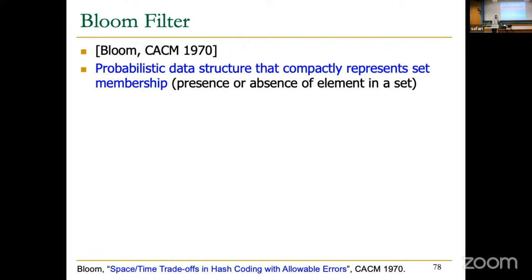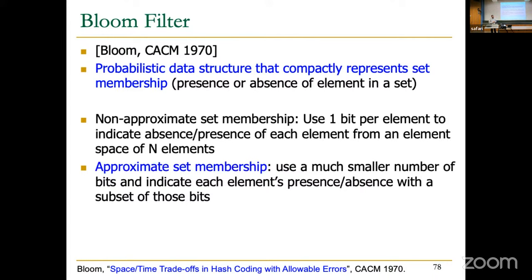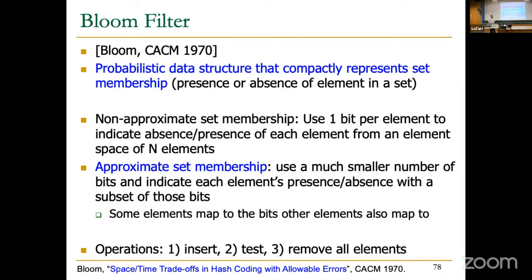Okay, we try to understand if a given element is a member of a given set or not. And this is an approximate set membership. So you basically use one bit per element to indicate absence or presence of each element from an element space of n elements. It's like a tongue twister. The approximate set membership is defined as, you use a much smaller number of bits and indicate each element's presence or absence with a subset of those bits. And some of these elements map to the bits other elements also map to. So this is the aliasing thing, as they call it in the literature. So it can cause some false positives, but we will come to that.